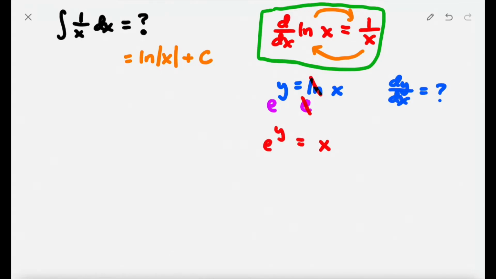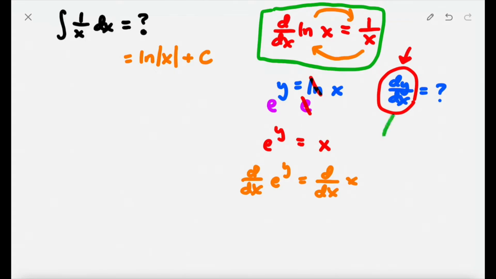Now remember, the whole point is that we're trying to figure out dy over dx. To figure out dy over dx, you're going to have to take the derivative of both sides with respect to x using implicit differentiation, and then this dy over dx is going to come out for us to solve. So I'm going to take the derivative of e to the y, and the derivative of x. The derivative of e to the y is itself, e to the y, but the y does not match the x. If you remember the implicit differentiation rule, that means you have to multiply by dy over dx, which is good because that's what we're trying to solve for.